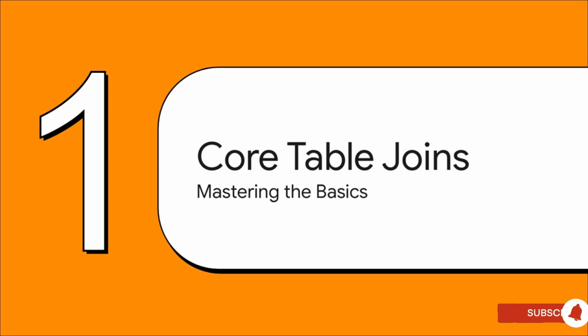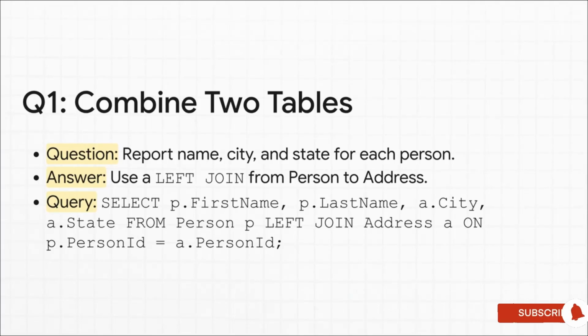Okay, first up, we are tackling the absolute bread and butter of SQL, joining tables. You really can't build anything interesting without nailing this, so let's see how these first few questions test that core skill. All right, first question for you. Imagine you have a person table and an address table. Your task is to report the first name, last name, city, and state for every single person. Now, here's the catch. If a person's address doesn't exist, they still need to be in the final report, just with null for the city and state.